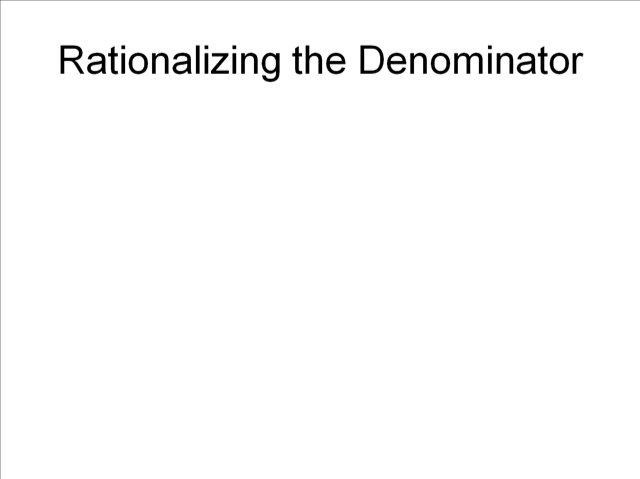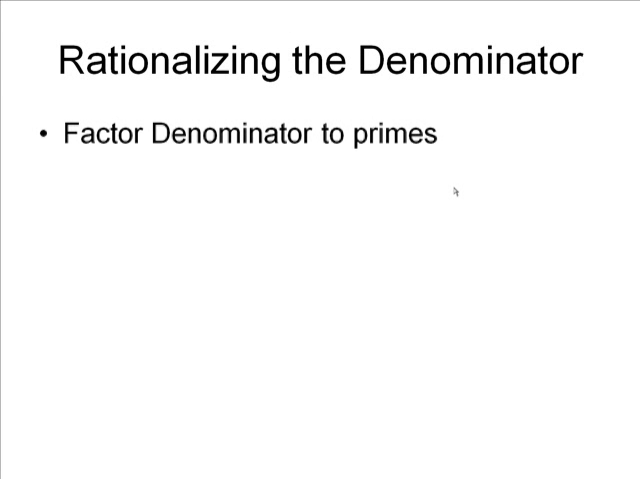This video will be dealing with the rationalization of denominators. We need to rationalize denominators when there's a radical in the denominator. To rationalize, the first thing we need to do is factor the denominator to its primes. Factorization is always a good thing to do, and it's essential in this situation.